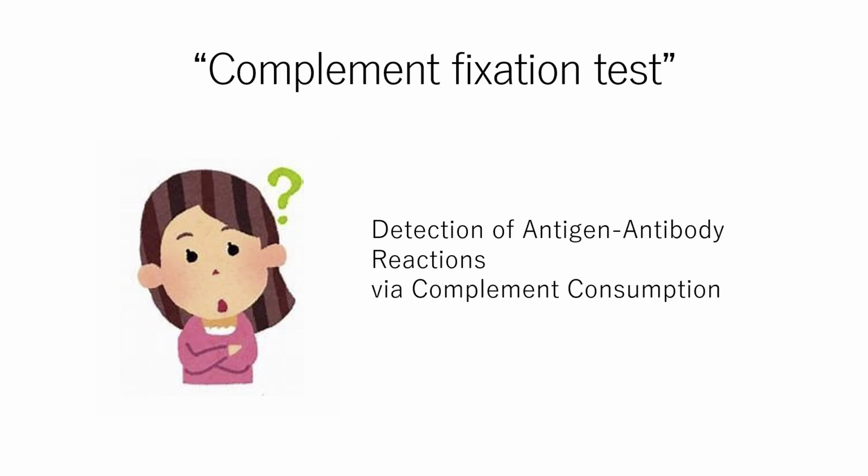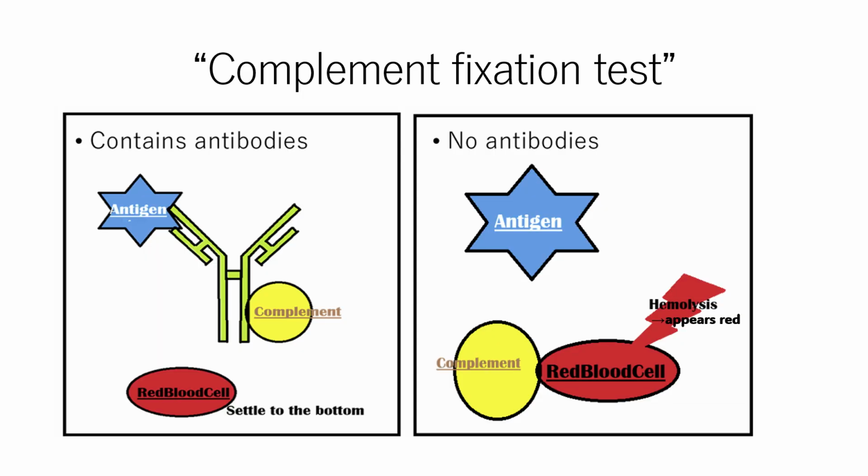Here, I will explain the complement fixation test, CFT. CFT is a method for measuring antibody titers that exploits the properties of complement. In this test, antigen and complement are added to the test serum. As described earlier, complement is consumed when antigen-antibody binding occurs. Therefore, by determining whether complement remains after it has been added, the presence or absence of specific antibodies can be inferred.